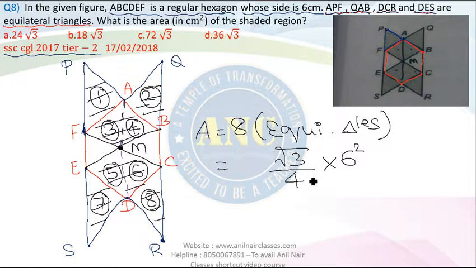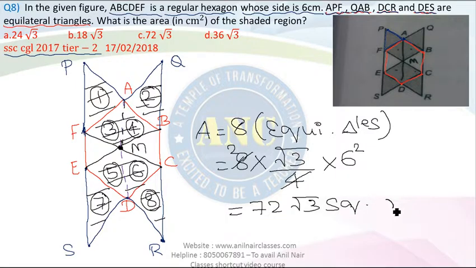A is 6 square. So this is for 1. For 8 it is 8 into 4 into 1, 4 into 2. 36 into 2 is 72 root 3 square centimeter, which is nothing but my option C. I hope you are understanding each and every question, sir. All these are your previous year examination questions.